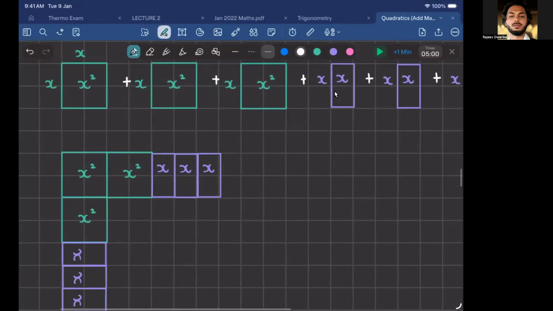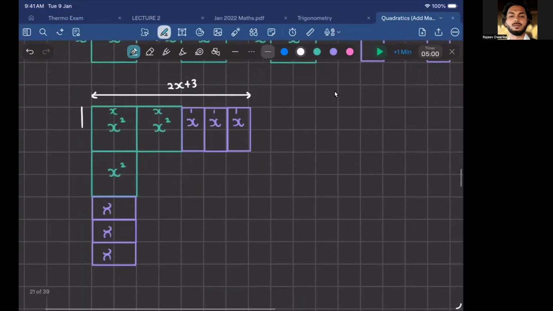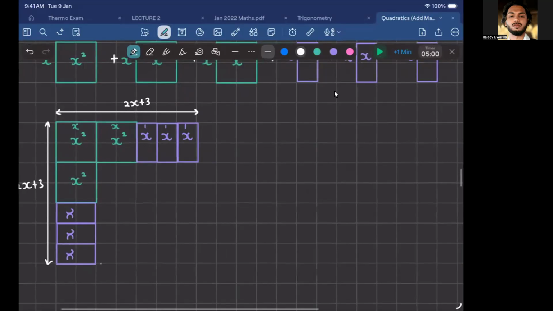If I did complete it though, remember this length over here, what would our length be? This would be x. This would be x, right? This would be 1. This would be 1. This would be 1. So this dimension would be what? 2x plus 3. This dimension would be 2x plus 3 as well, correct? Yes, sir. But I think you could clearly see we don't have a perfect square.